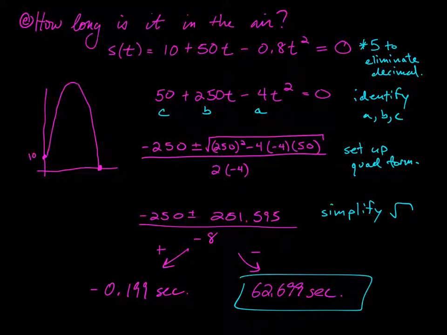Here you can see the quadratic formula work: you multiply by 5 to eliminate the decimal, identify a, b, and c, set up the quadratic formula, simplify the square root, add these two numbers and divide by -8 to get this time, and subtract these two numbers and divide by -8 to get this time. Again, you cannot have a negative time, so the rocket lands at 62.699 seconds later.